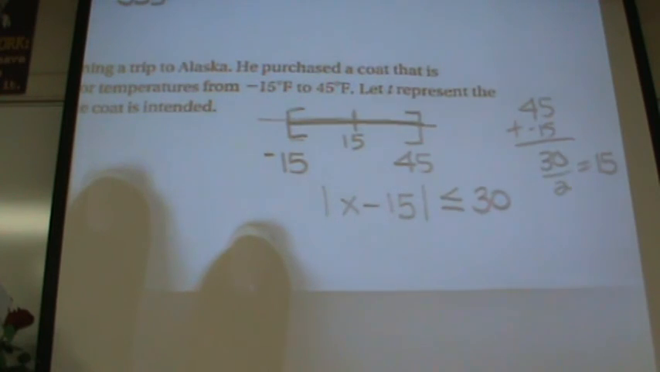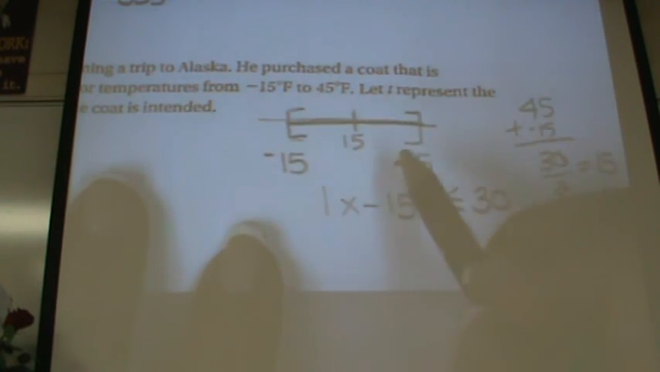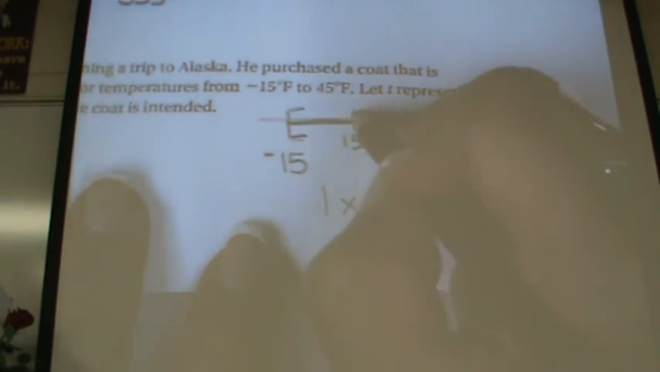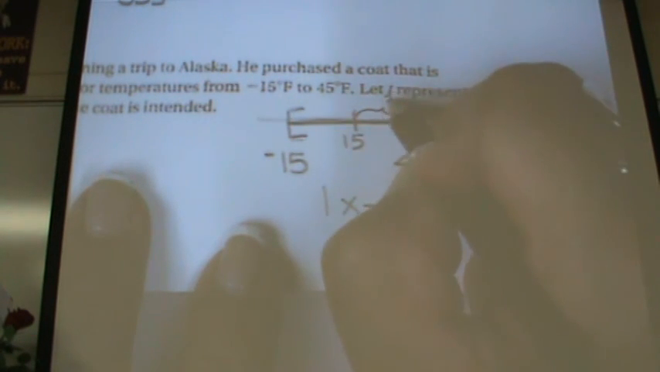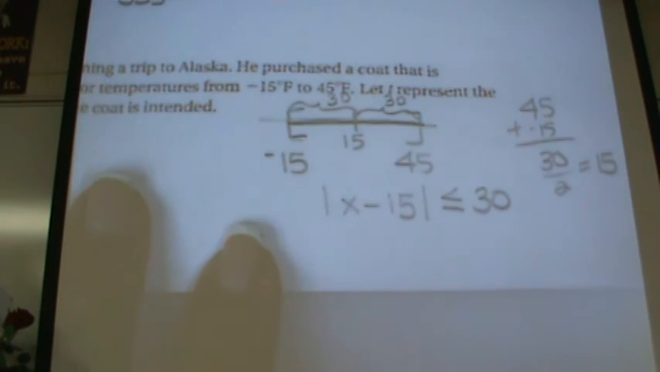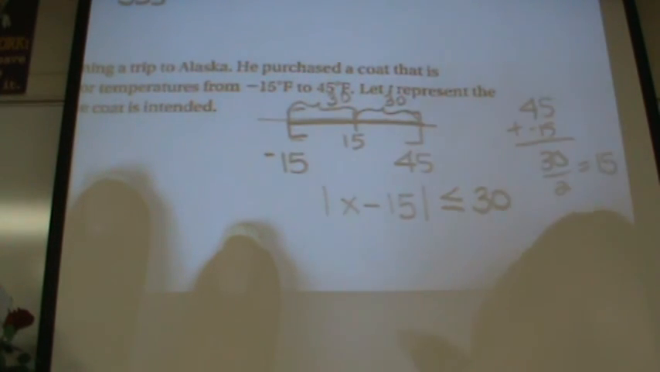Where'd you get 30? It's the distance between negative 15 and 15. Yep, this is 30, these better be the same number. 30 units. And did you write less than or equal to? Good job. I think you guys got this.